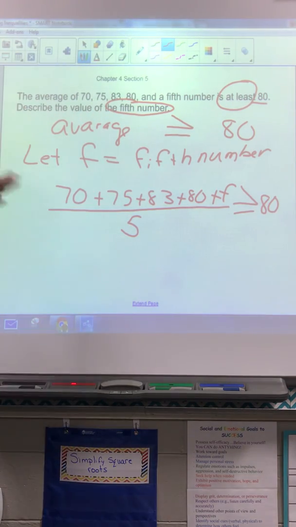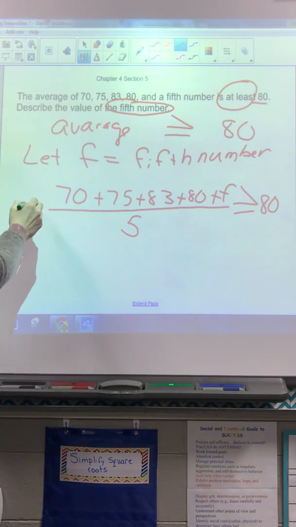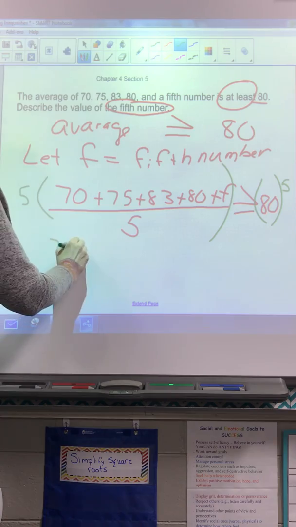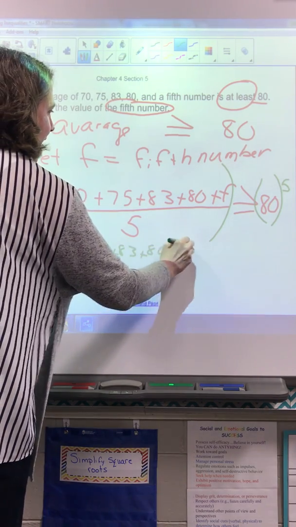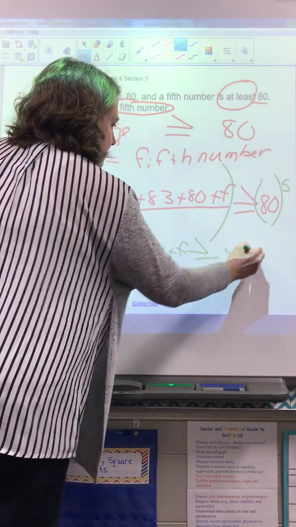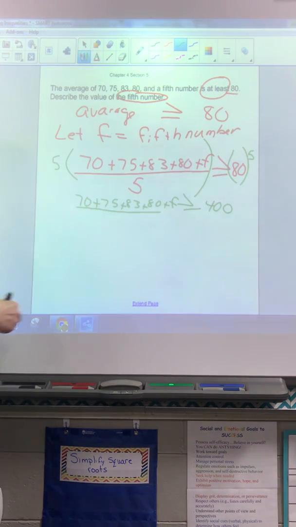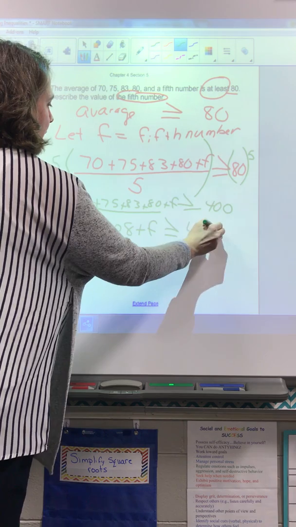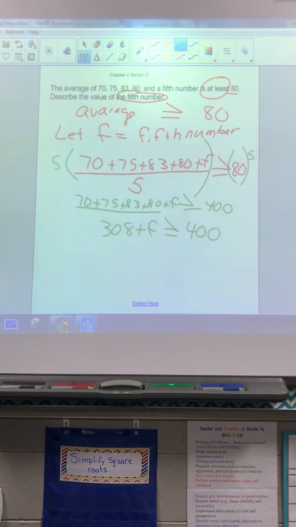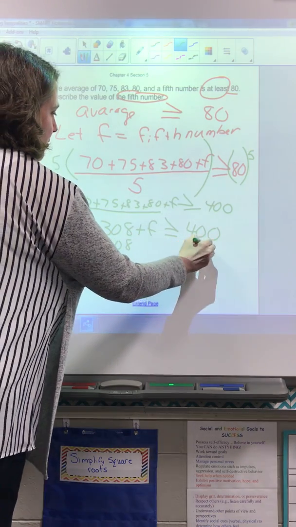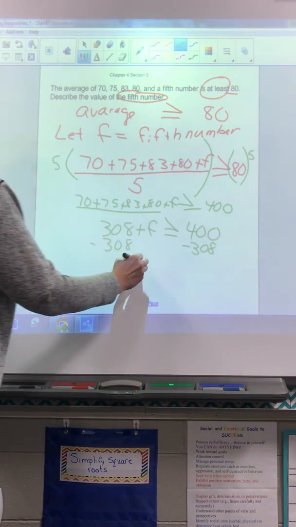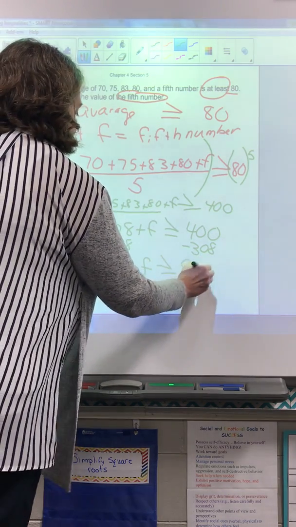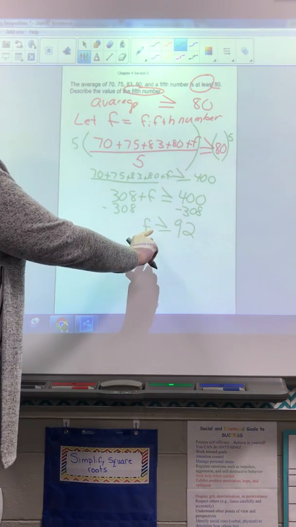At this point, there's a couple different options. What I'm going to do first is get rid of my fraction. So I'm going to multiply both sides by 5. That leaves me with 70 plus 75 plus 83 plus 80 plus f is greater than or equal to 400. Then you're going to add all of these. When you add them, you get 308 plus f is greater than or equal to 400. Our goal is to get our variable term by itself. So I'm going to use an inverse operation and subtract 308 from both sides. 308 minus 308 is 0, so I'm left with f is greater than or equal to 400 minus 308 is 92. My variable must be greater than or equal to 92.